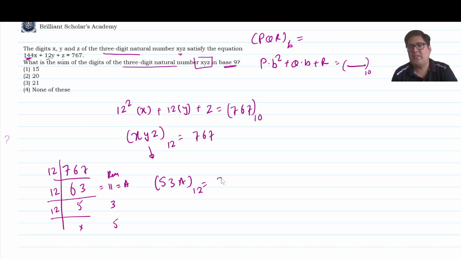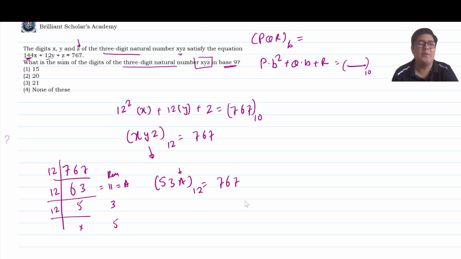That is the base 12 conversion of 767. Now I do not want x, y, z. What I want is the sum of the digits of this 3-digit natural number x, y, z in base 9. There's a small flaw in the framing of the question itself. Z is not a digit. Z here is A. What is A? A is 11.